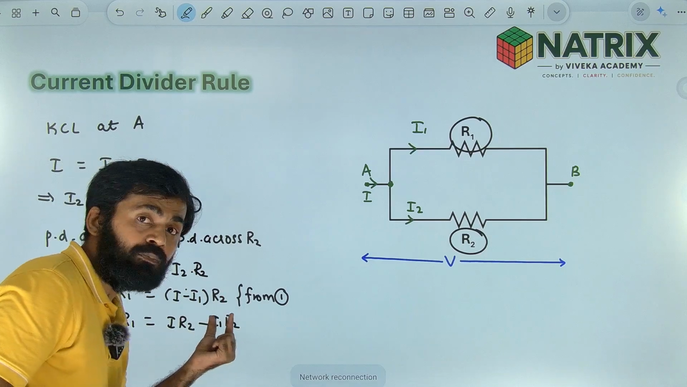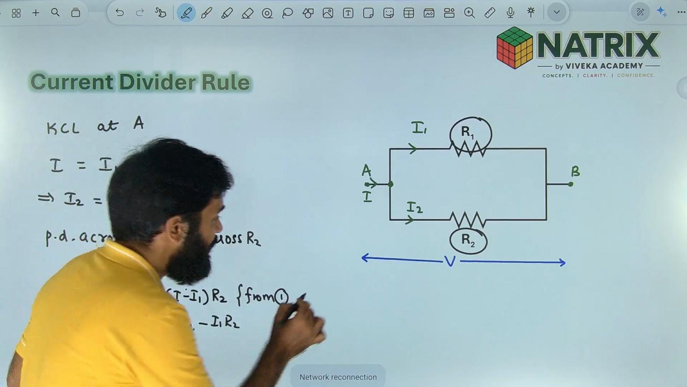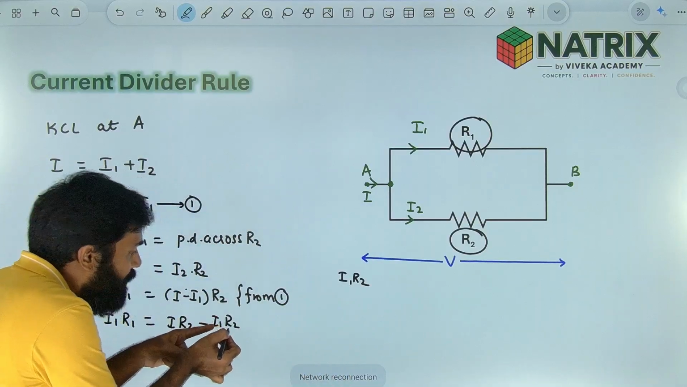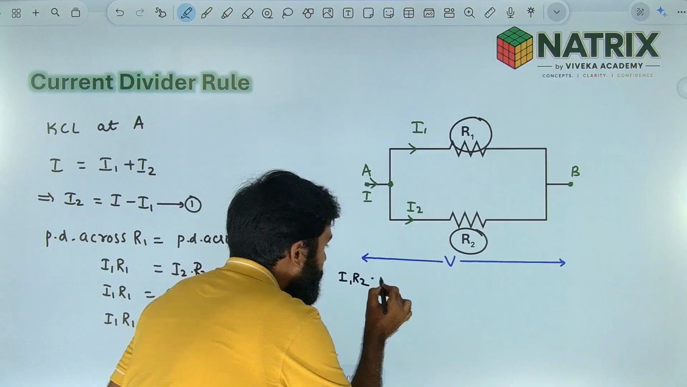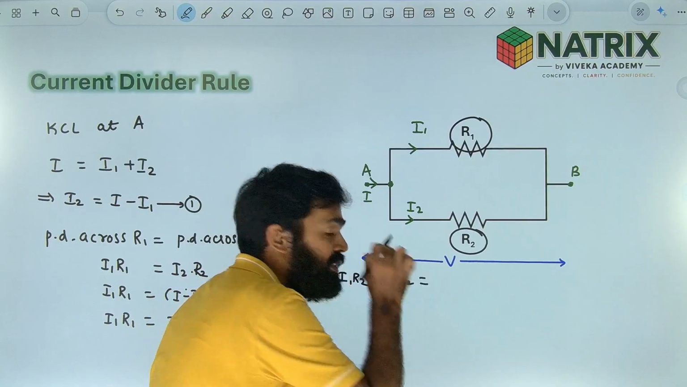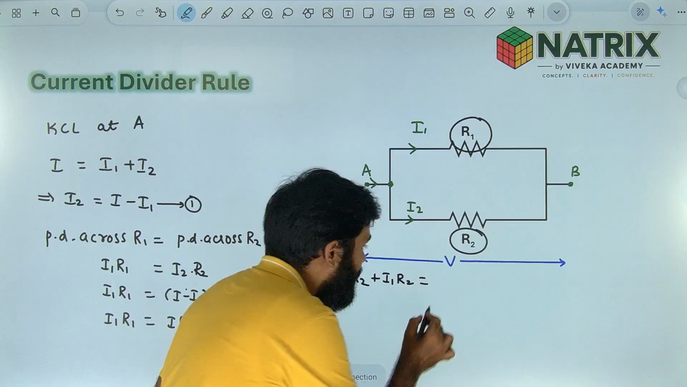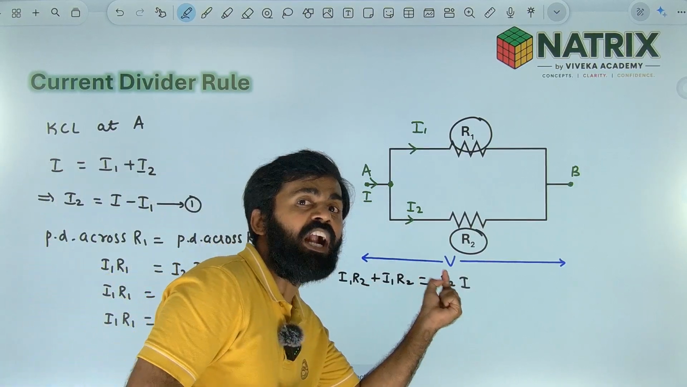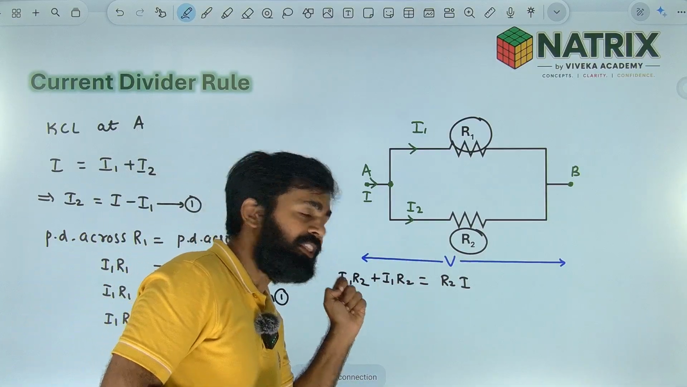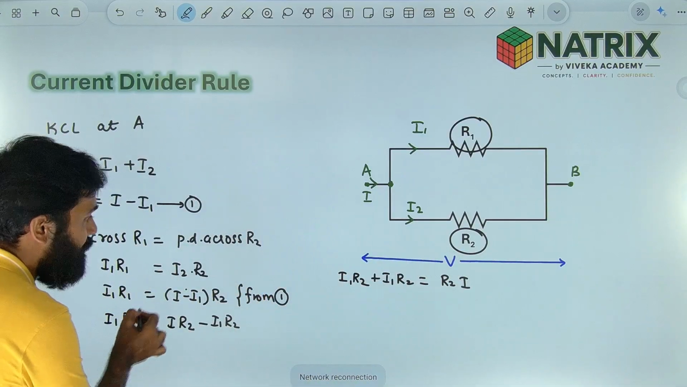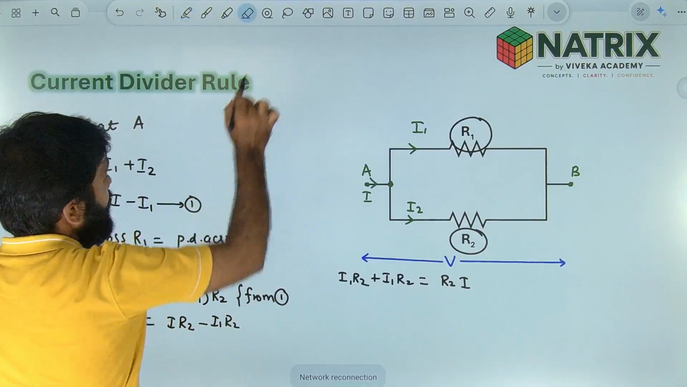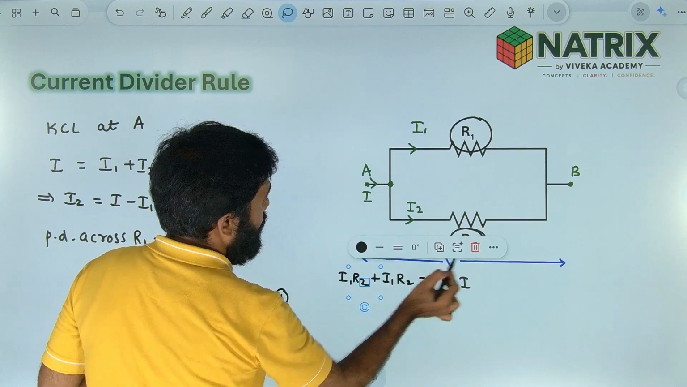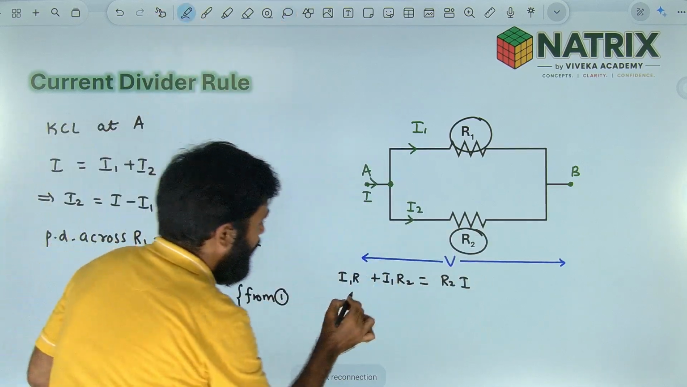Now I will take this I1 term to the LHS. I get I1 R1 as it is, plus I1 R2 on the LHS, equals I into R2, which I can also write as R2 into I. Just a second, I think this is I1 R1. Yes, this is I1 R1.